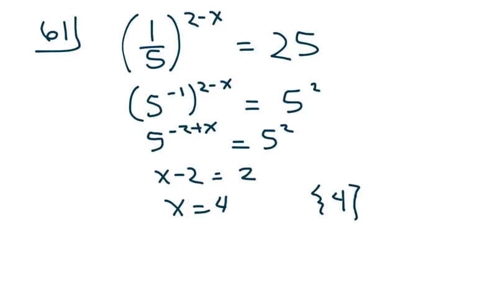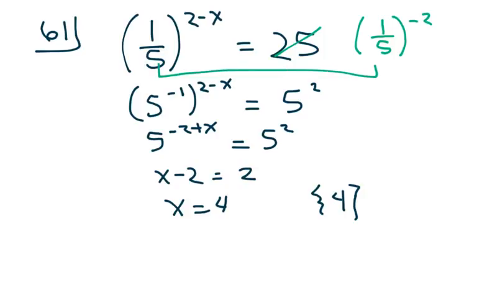Now what I was saying about changing bases, what if we just change this base, 25, to 1/5 to the negative 2? Because that's what it is. Then you would have the same base, right? Once you have the same base, you would just do 2 minus x equals negative 2, and you would also get x equals 4. You're not restricted in how you change the base. That's just the way most people change it.